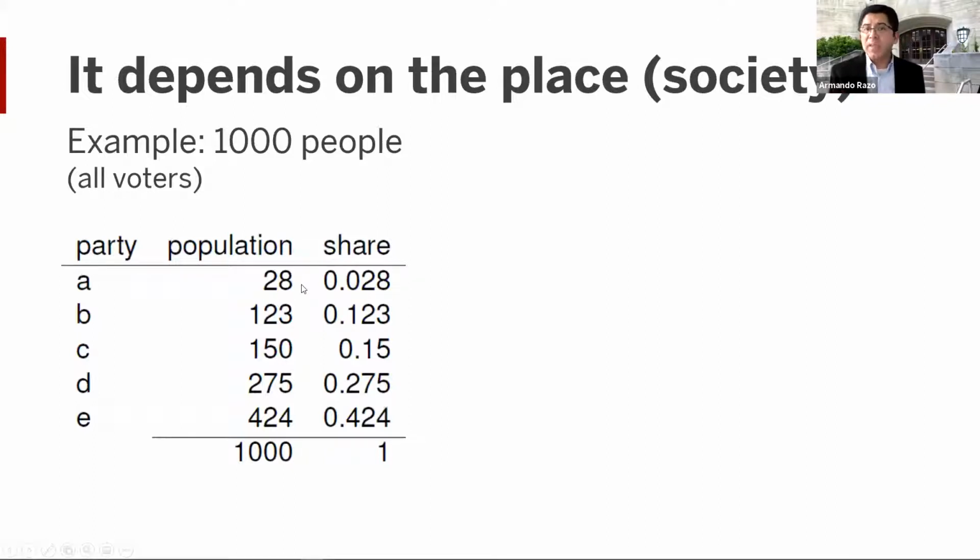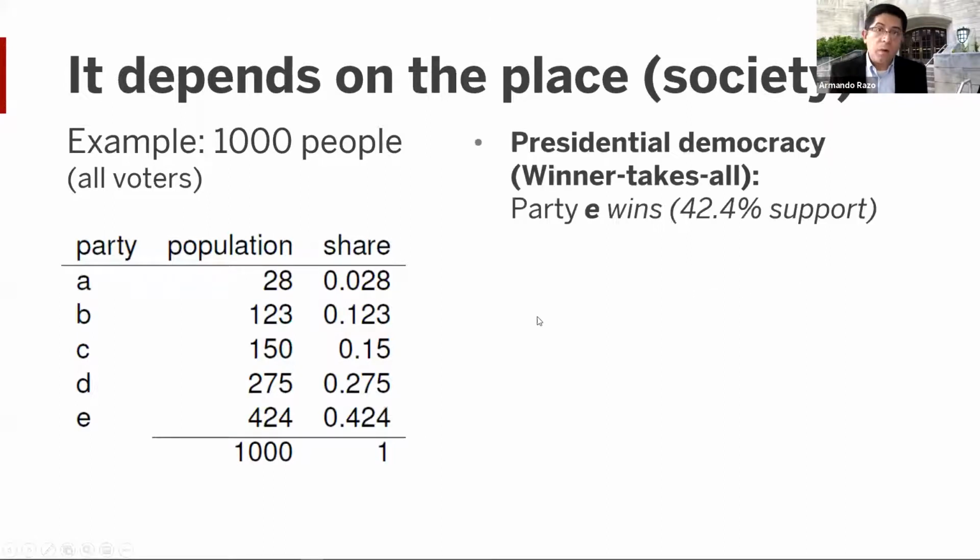What I'm going to show you next are 2 voting systems that elicit the will of the people. The first one that we're all very familiar with is presidential systems that use the winner-take-all principle approach to elections. If we use that principle, it requires a very simple calculation. You just look at the percentages and you find the largest one. In this case, party E wins the election.